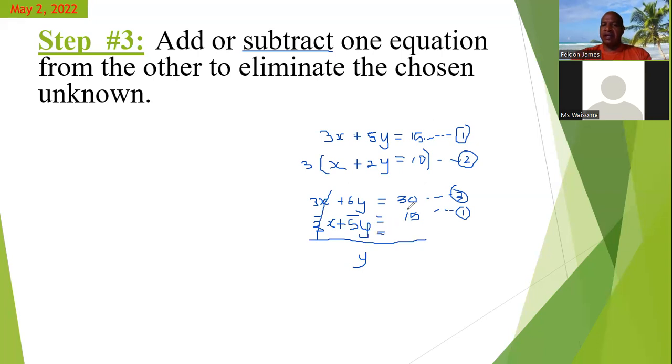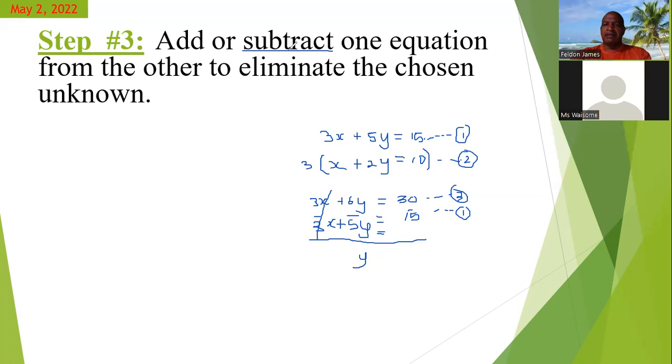And now over here, you're taking away 15 from 30. And you will be left with what? What you'll have left? Guys, what you'll be left with? Sir, y equal to 15. Right.